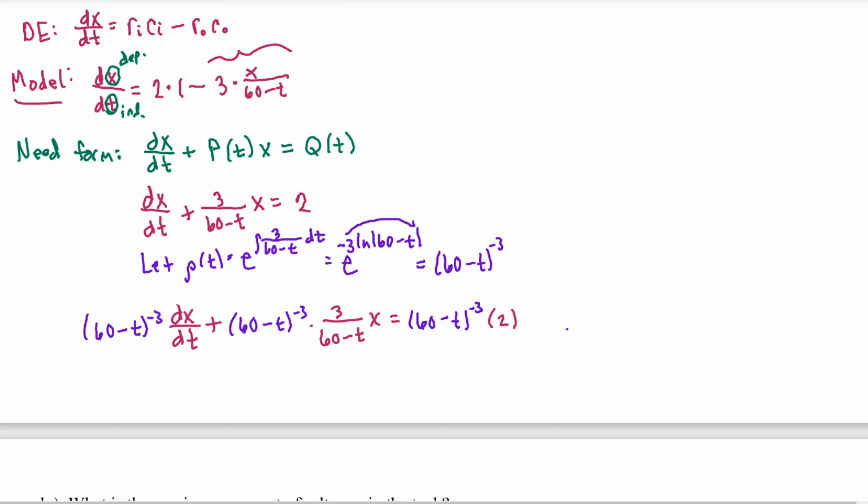Let's simplify and see if we can recognize a derivative expanded according to the product rule on the left side. So simplifying, we have 60 minus t to the negative 3 times dx over dt, no change there. I'm going to rewrite this one as 3 times 60 minus t to the negative 4 x. Notice right here we have 60 minus t to the first power in the denominator. If we bring it out of the denominator into the numerator, that gives it a negative 1 exponent, and then we can add it to the negative 3 that we have here already.